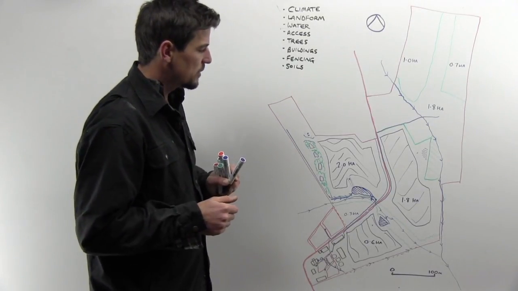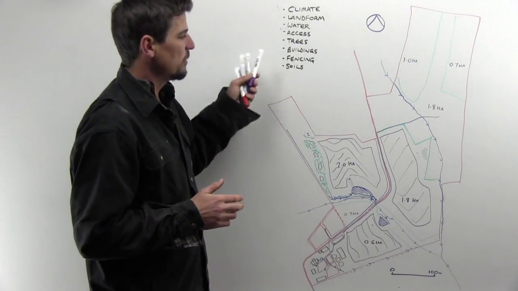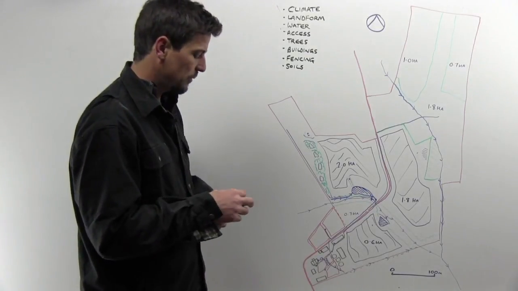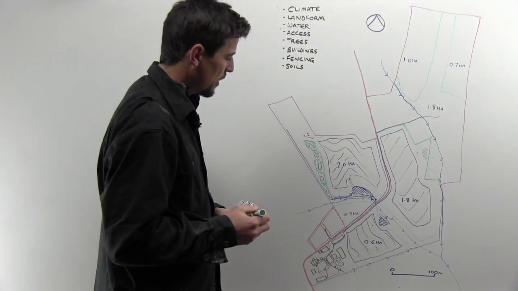Access is not such a big issue for us because we're not building any roads here. The access for us really relates to fencing, as in where we get into the fields. So we'll leave that one out for now. Let's look at the tree systems we've been putting in at the farm.